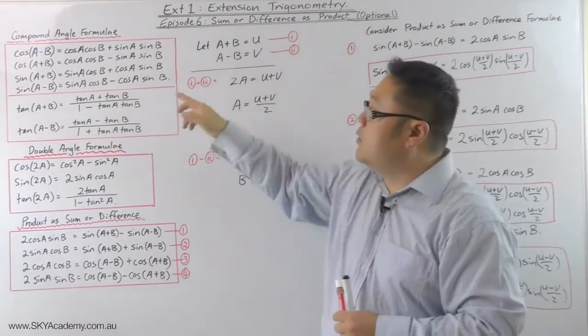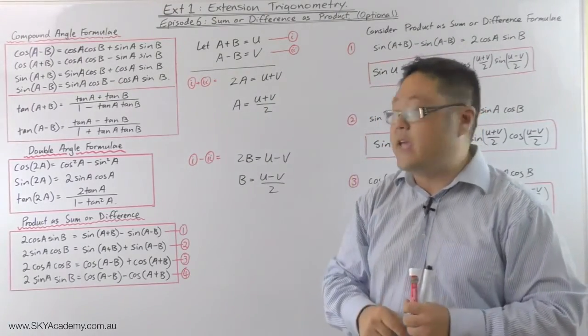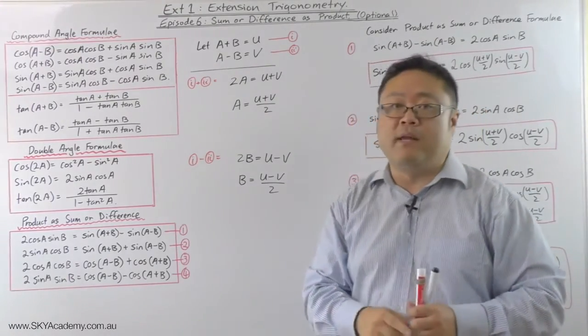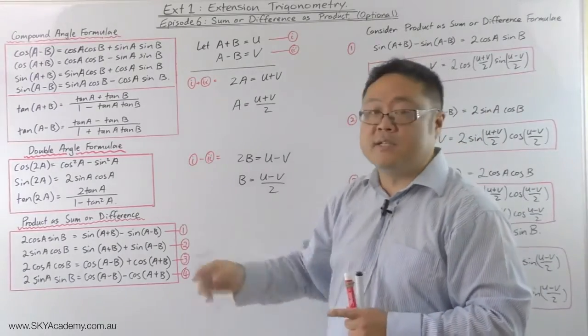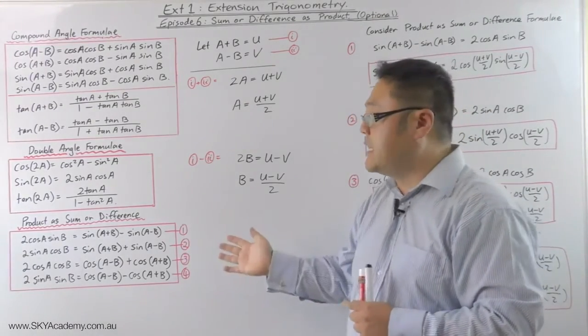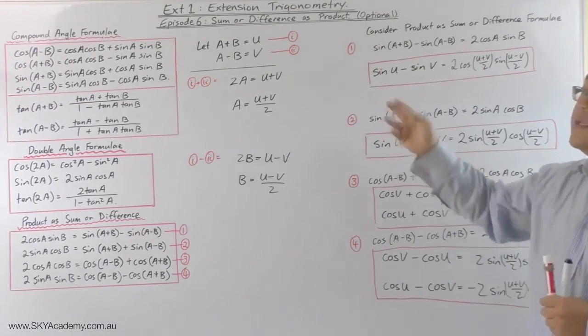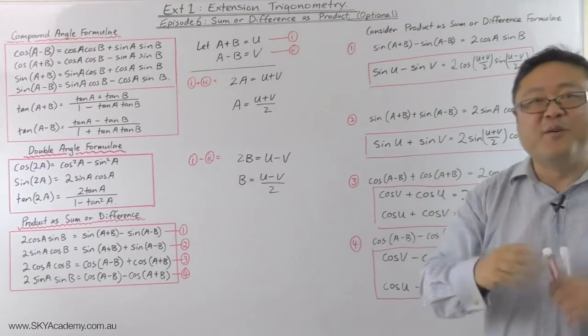So now we know the compound angle formulas for sine, cos and tan for the sum and difference of an angle. We know the double angle formulas for sine, cos and tan. We know the product formulas as a sum or difference, and now we know the sum or difference formulas as a product. Thank you very much for watching.